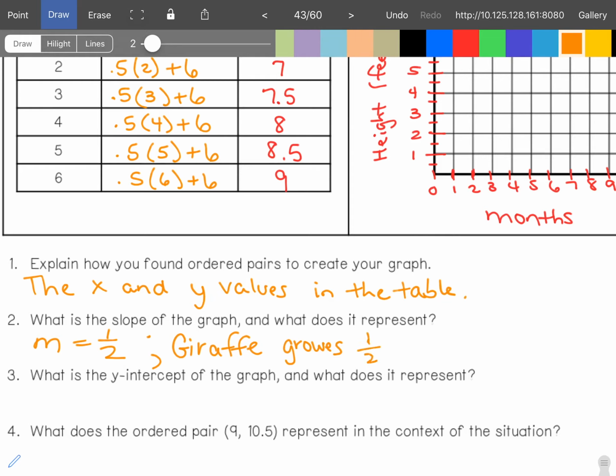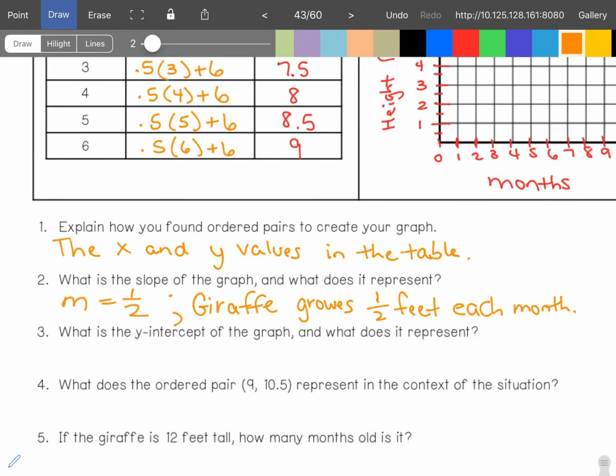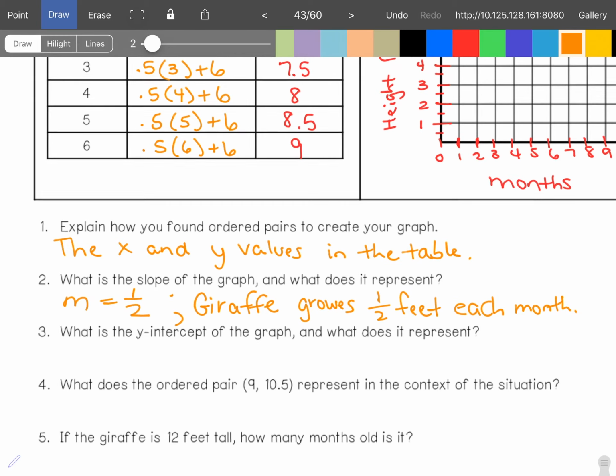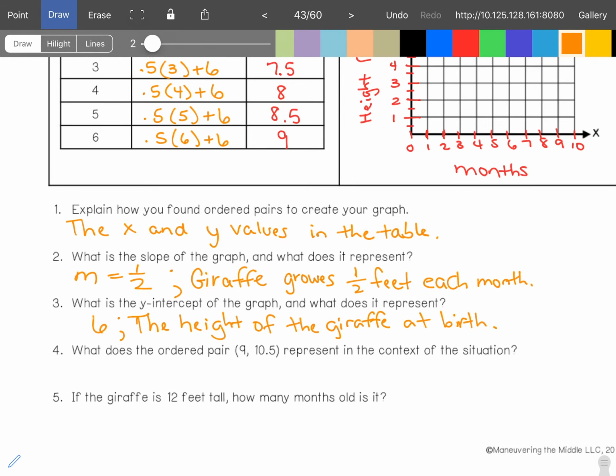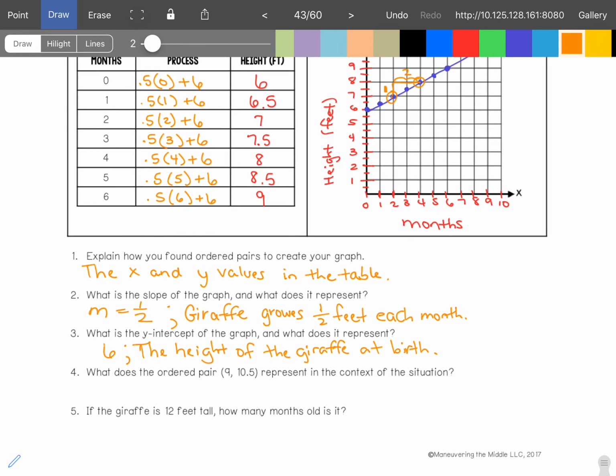We could say 1/2 feet or 0.5 feet each month. What is the y-intercept of the graph? 6, and it represents the giraffe's height when it was born. Good, the 6, and that tells us the height of the giraffe at birth.